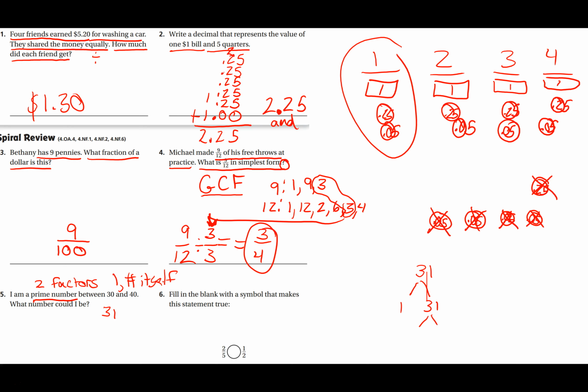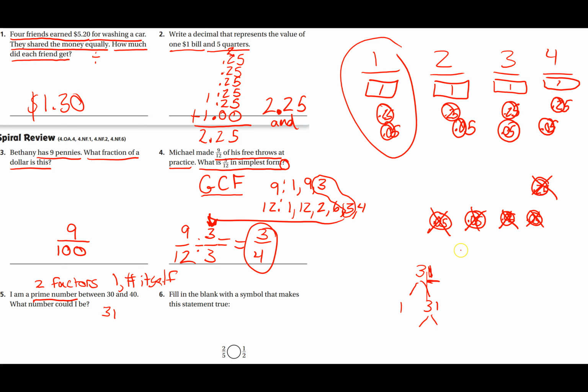But can I do 2 times anything? Well, I see in the ones place, in order for 2 to be a factor, I need to have 0, 2, 4, 6, or 8 in the ones place. I don't have 0, 2, 4, 6 in the ones place. I have a 1 in the ones place. So 2 won't work. What about 3?